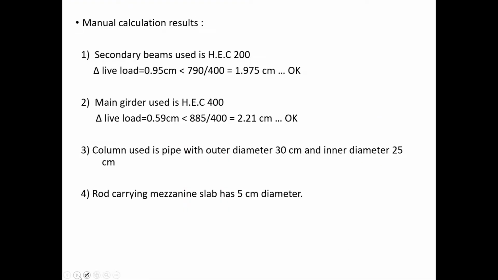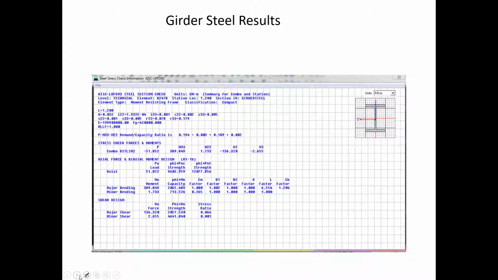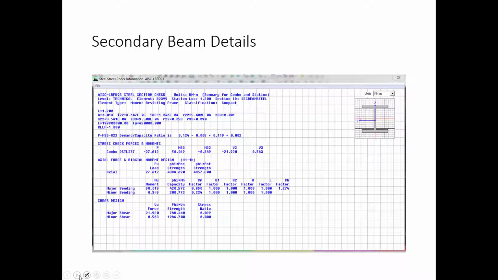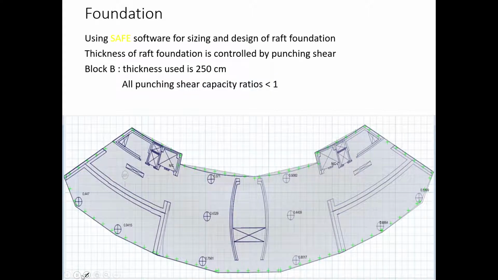Okay, so these are the calculation result, manual calculation result for secondary beam, for main girder. Related to steel structure, column used is pipe with outer diameter, and so on, road carrying. Here we can check using the plane. This is the plan of secondary and girder section. We can use either SAP or CSI column to check the refraction for beams and so on. Pipe details.